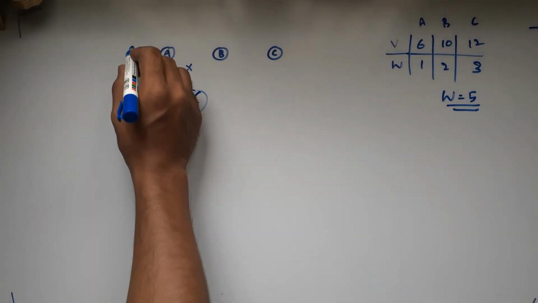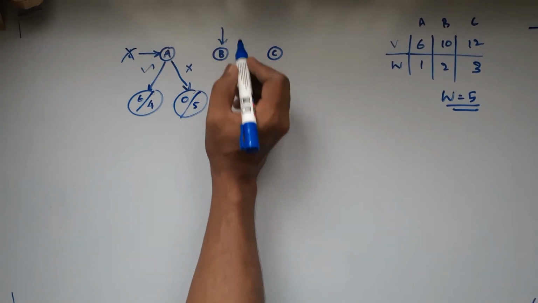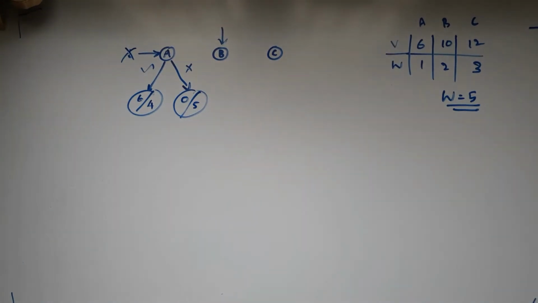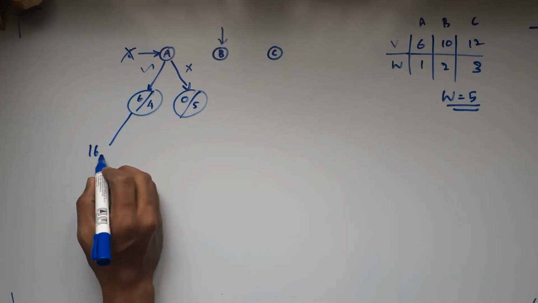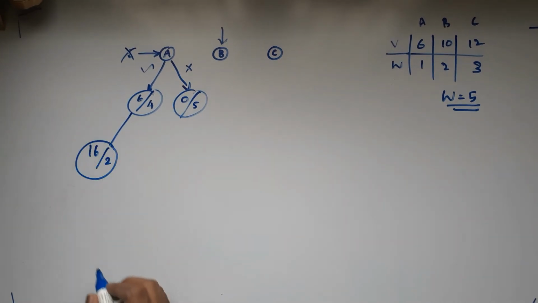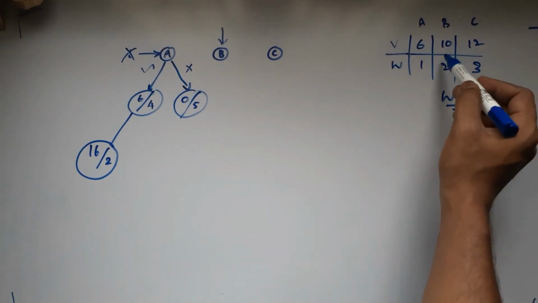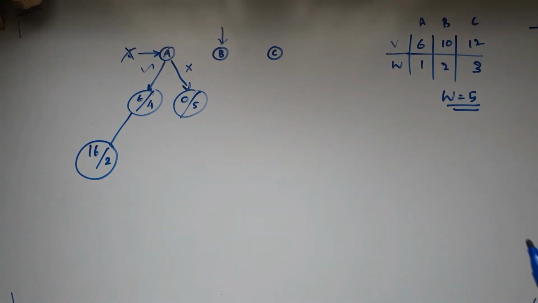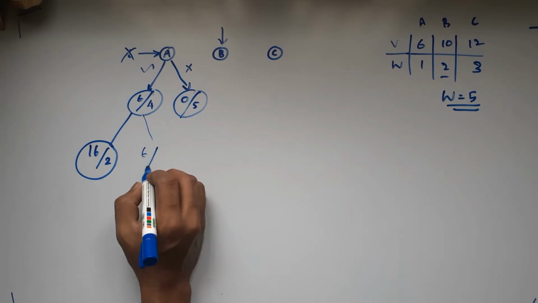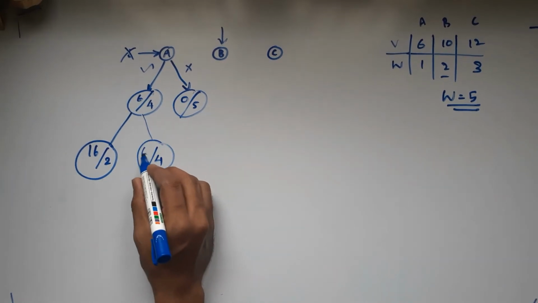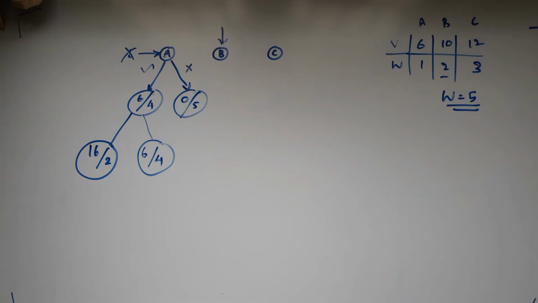Now we'll just increment our pointer so that it points to the second object. Now in the second object, if we include it, we'll get a value 16 and our weight will reduce to 2, because the value associated with object 2 is 10 and the weight associated is 2. We'll reduce the weight and add the value. If we don't include it, we'll get 6 and 4; the value will remain as such, and the weight also.